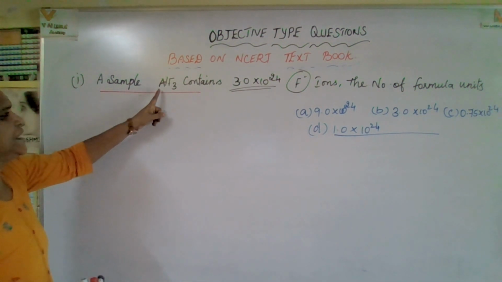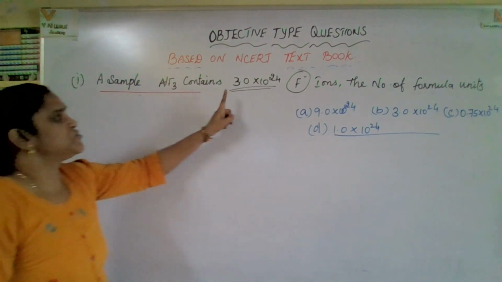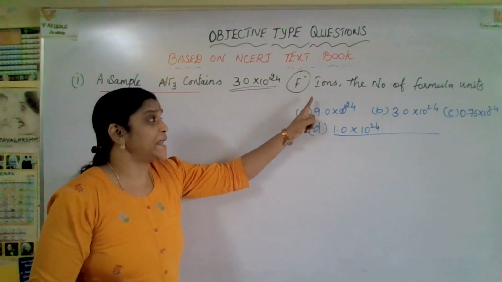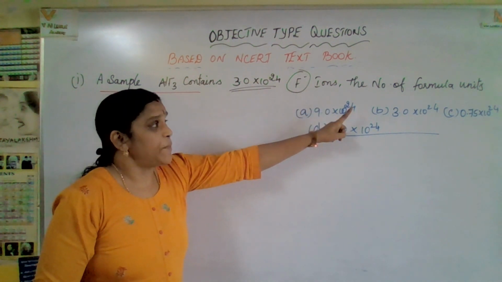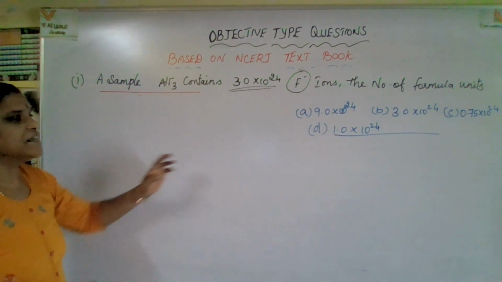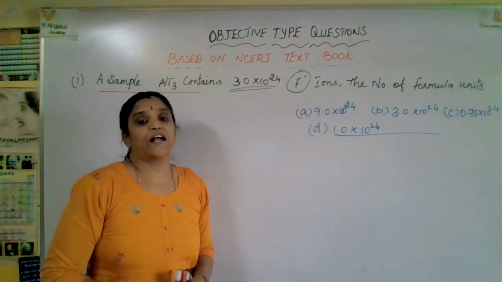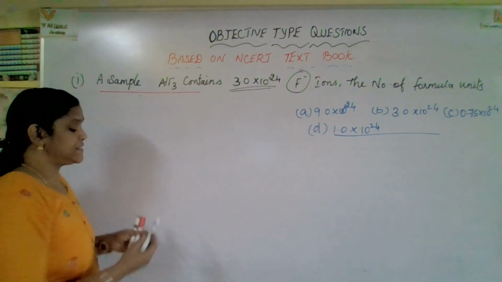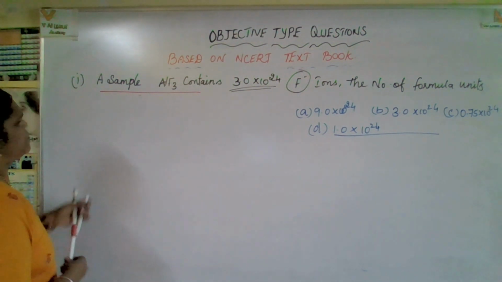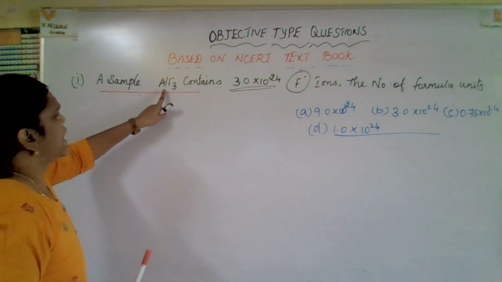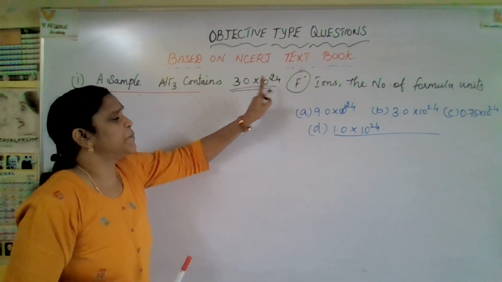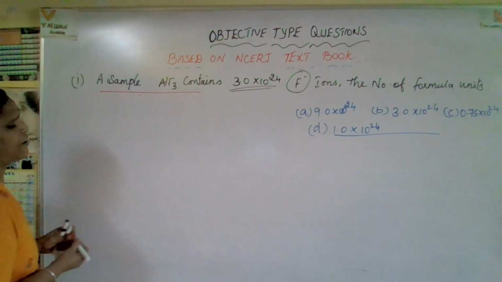A sample of AlF3 contains 3.0 × 10^24 F⁻ ions. The number of formula units they have given in the options. Come on, let us check what it is and how to analyze this. First and foremost, the sample AlF3 contains 3.0 × 10^24 F⁻ ions.